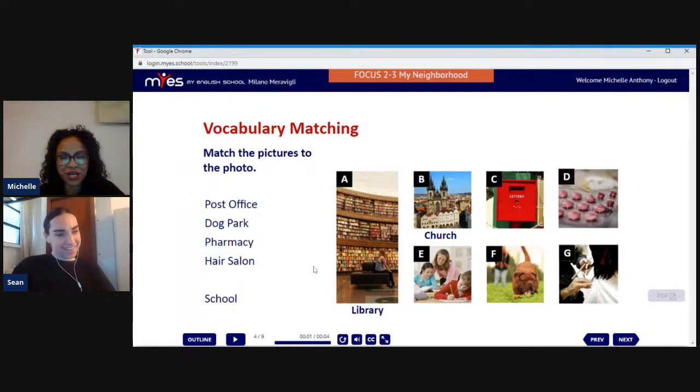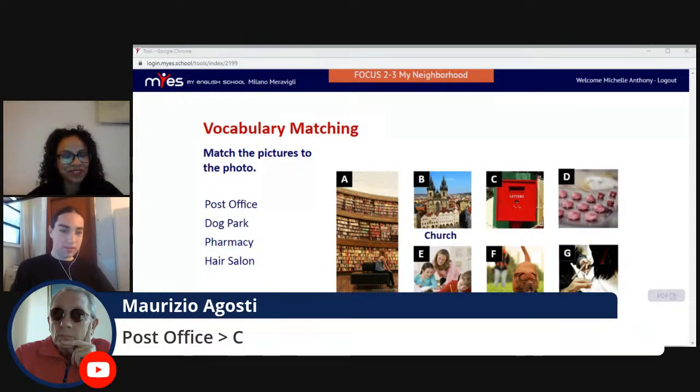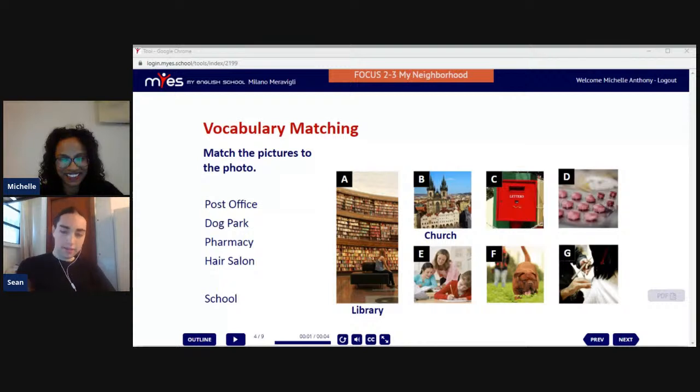B is a church. Okay, what about C? I think Maurizio has it as well. It's a post office, the letterbox in particular. Mm-hmm. So the place where you go to mail your letters is called the post office.